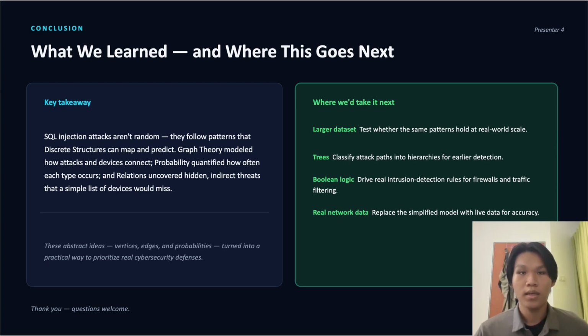Our takeaway: SQL injection attacks aren't just random. They follow patterns that discrete structures can map and predict. Graph theory models the discrete connections, probability quantifies the risks, and relations reveal hidden threats. The next step would be running tests on a larger real-world dataset.